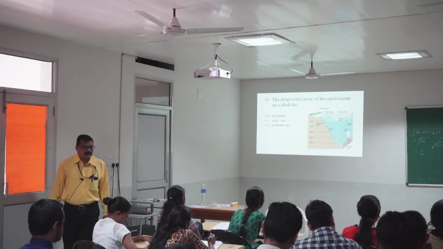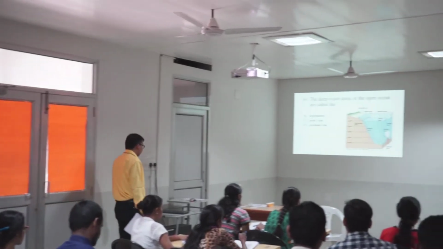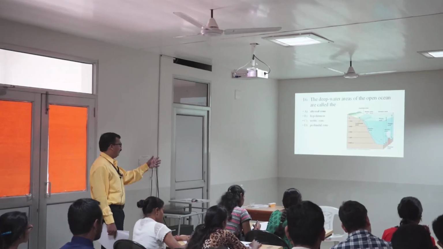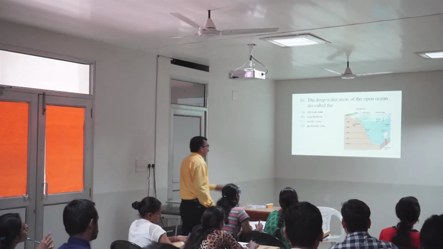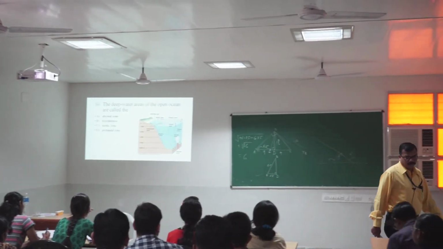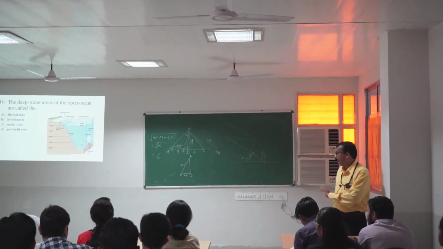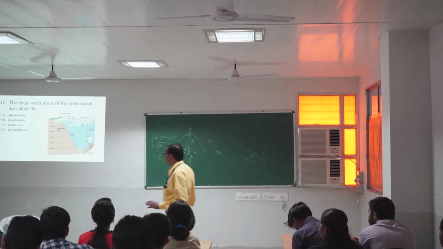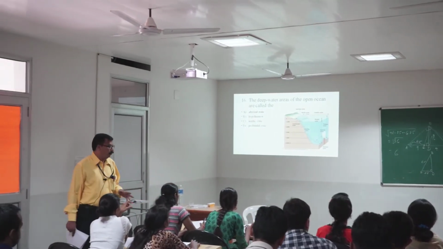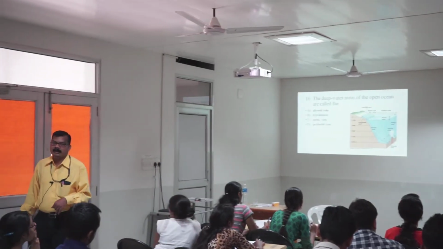The deep water areas of the open ocean are called the abyssal zone. You can give a look at this slide also. What are the zonations observed in an aquatic ecosystem? This is a typical zonation. Benthic region, neritic zone, intertidal zone, oceanic zone, photic zone and aphotic zone. Aphotic zone is where the light does not penetrate.